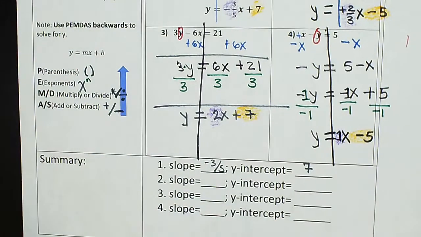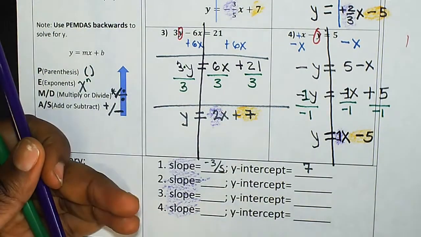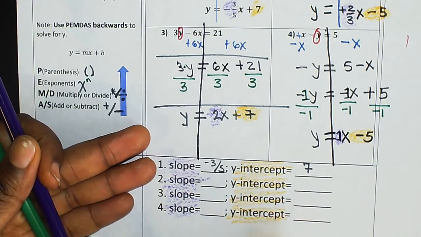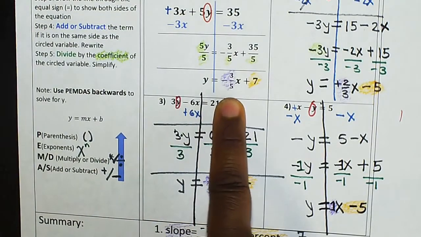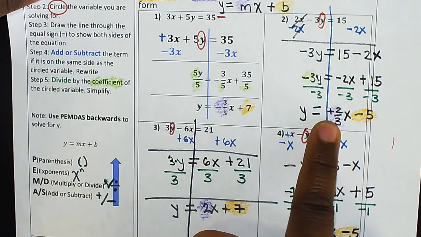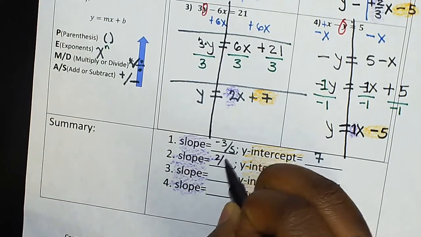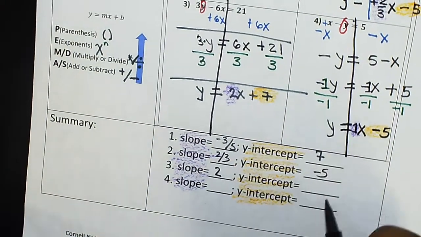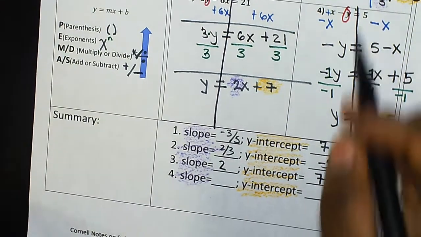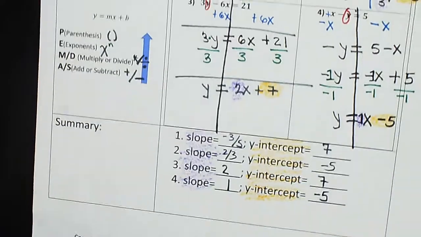So let's rewrite our answers. Slope and y-intercept. So we did number 1. Number 1, we had -3 over 5 and 7. Number 2, we have 2 over 3 and -5. And number 3, slope was 2, y-intercept was 7. And number 4, our slope was 1, and y-intercept is -5.